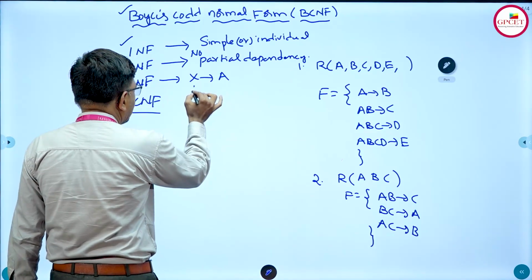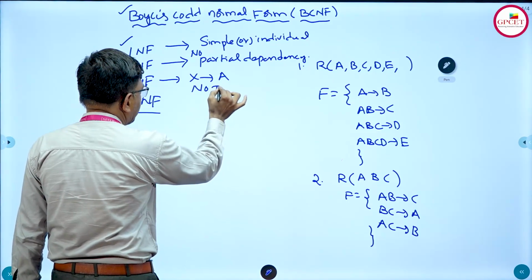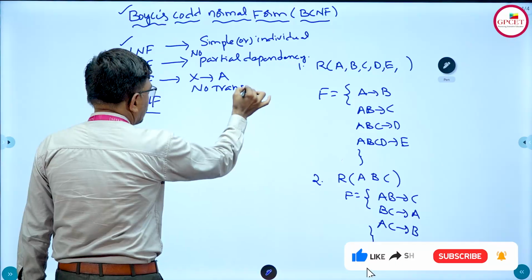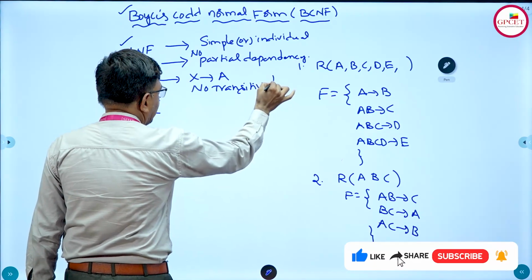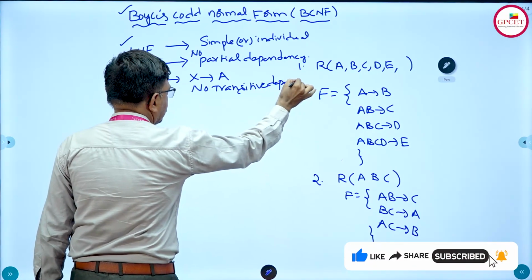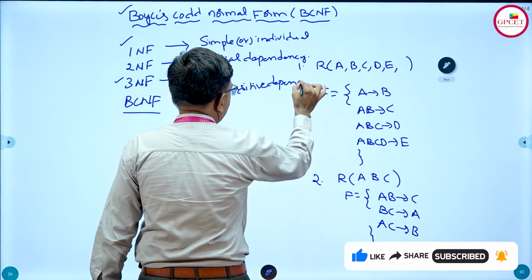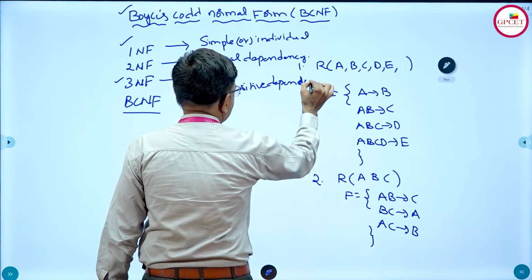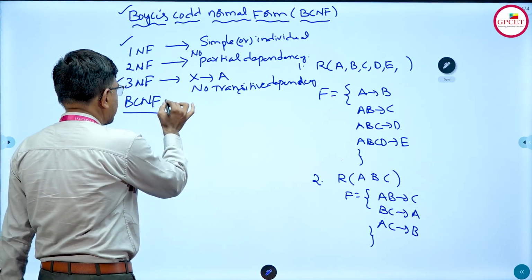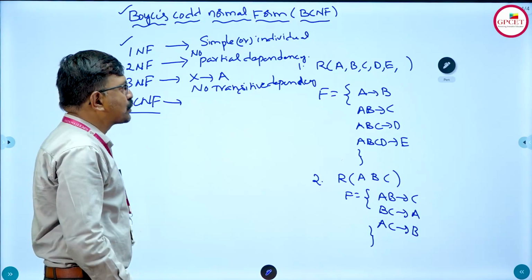What is the drawback in third normal form? No transitive dependency. Right. Next, that is Boyce-Codd normal form.